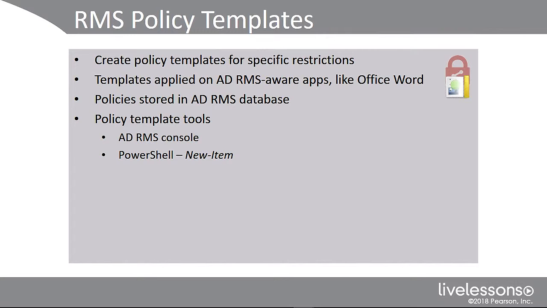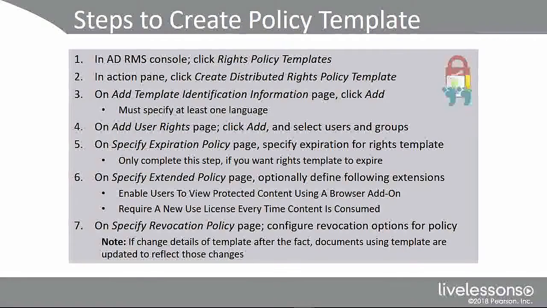These templates are applied to AD RMS aware apps like Office Word. They're stored in the database that we specified when we installed and configured AD RMS, and we created a WID database here. And we have two different tools to work with these policies: the AD RMS console, which we'll take a peek at in just a little while, or we can use a PowerShell command, and that PowerShell command is going to be New-Item. When we're going to create a new policy, we have a 7-step process here that we're going to walk through in just a few moments, but we're going to pop into the RMS console.